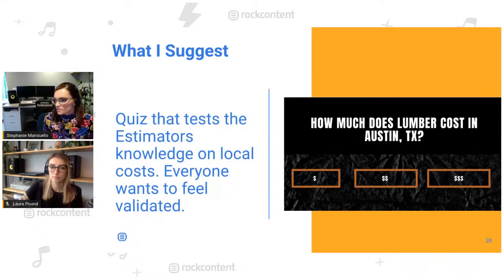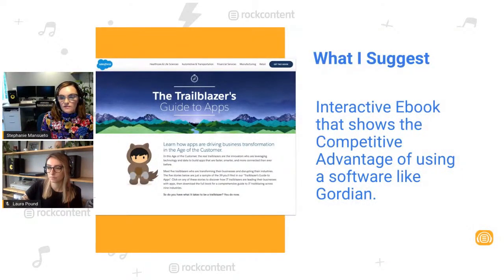And we're not going to have to get really super specific here. We can keep it pretty general, but getting an understanding of what these users do and do not know will help us send targeted content to them in the future. And then one of the pieces of content that I thought would be really cool for this audience, that I'm not 100% sure exists, I didn't see it on the Gordon site, is an interactive ebook that shows the competitive advantage of using software like this versus doing it in the longer form, less accurate way.